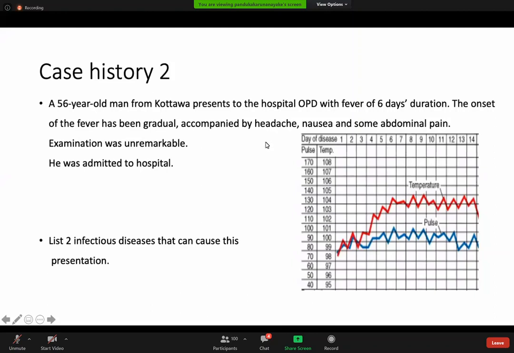So two people have typed in typhoid fever. Another person has typed in enteric fever. That's good. That is all the same thing. Of course, enteric fever is a more general term for typhoid and paratyphoid. So typhoid is a more specific infection in the enteric fever umbrella. Can you think of any other cause?